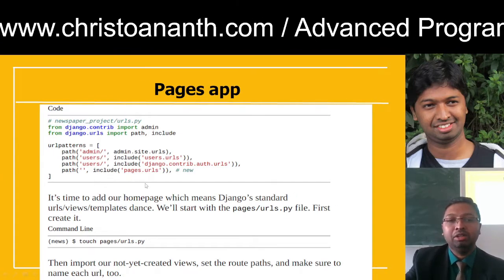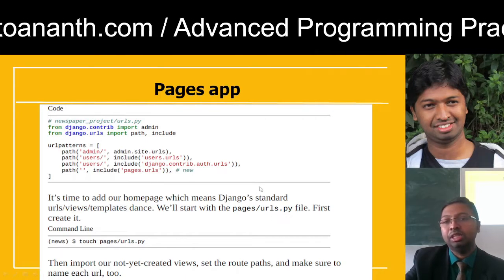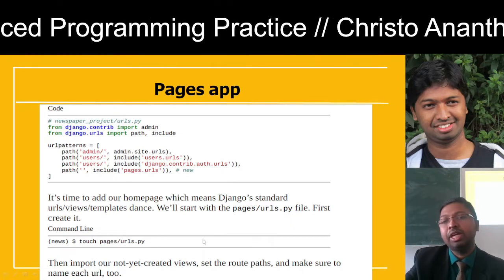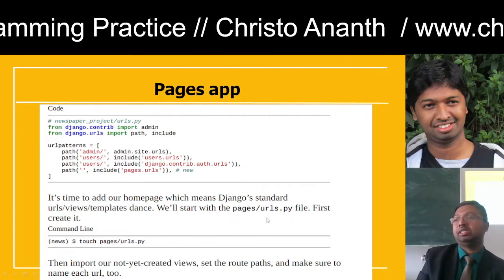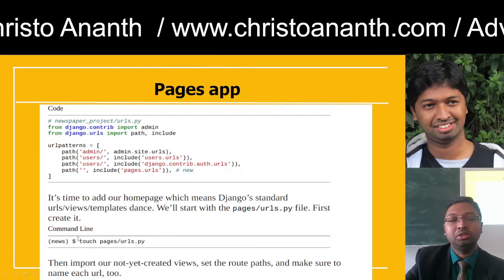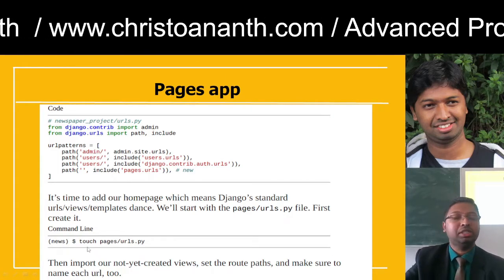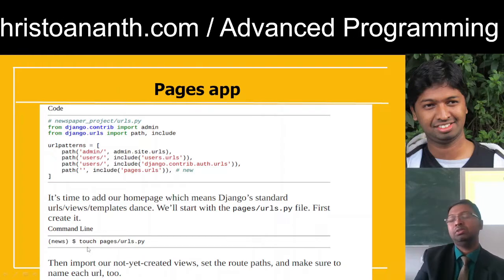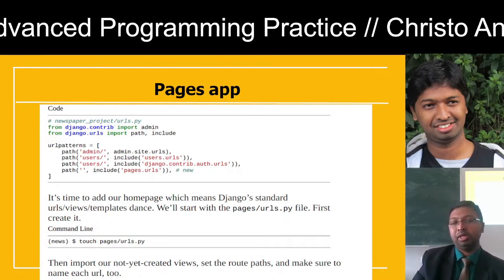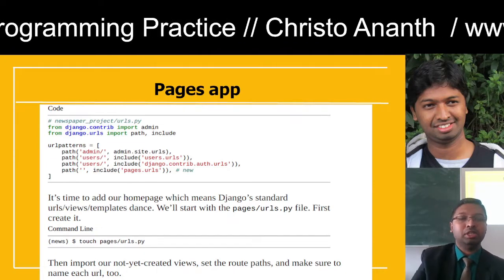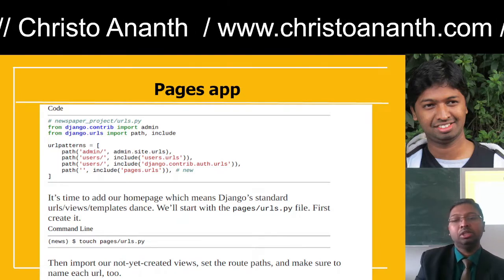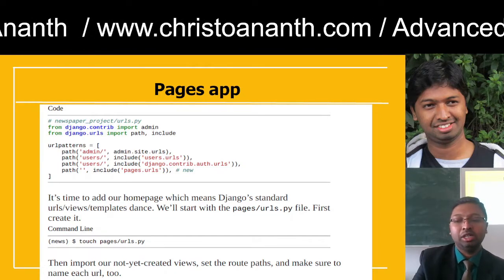Okay, and you have to add the home page, which means that in the Django standard URL, views, templates, it will be going with the pages/urls.py file. So in the command line, within the news, you will go with $ touch pages/urls.py. So within the news, you are going to access pages/urls.py. Okay. Then what you have to do, you have to import the not yet created views and set the root paths, and make sure you try to name each URL that you are pointing to.